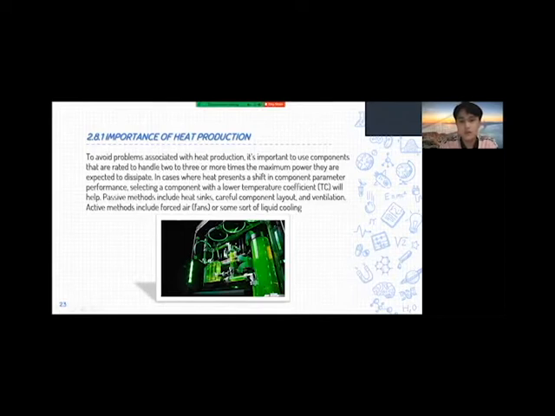This is the picture of the CPU case. To reduce the heat of the CPU, they use fans and a system of liquid cooling to reduce the heat of the CPU.